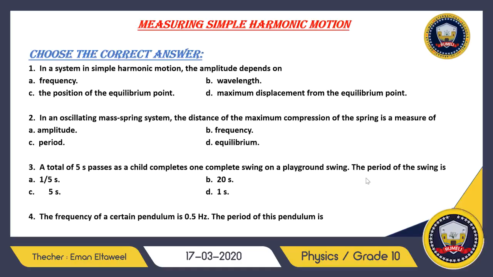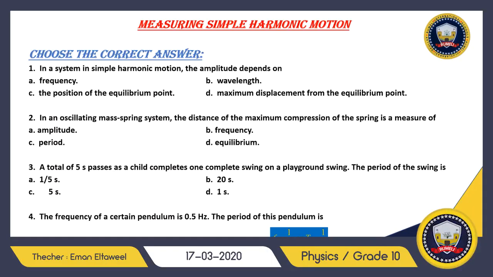Number 4. The frequency of a certain pendulum is 0.5 Hertz. So the period of the pendulum is? How can we calculate the period from the frequency? You remember? F equals 1/T or T equals 1/F. F is the reciprocal of T, inversely related to each other. So to calculate period, you can simply make T equal 1/F. So 1/0.5 equals 2 seconds.